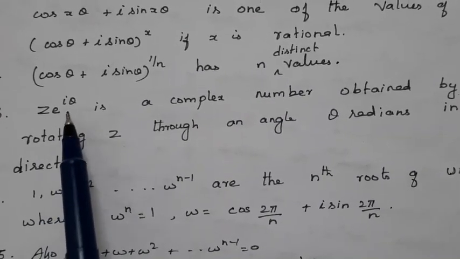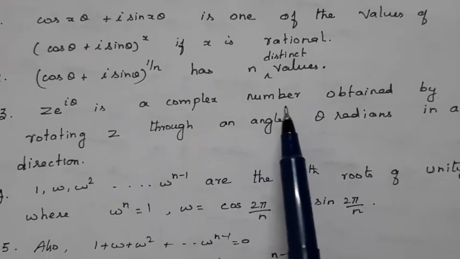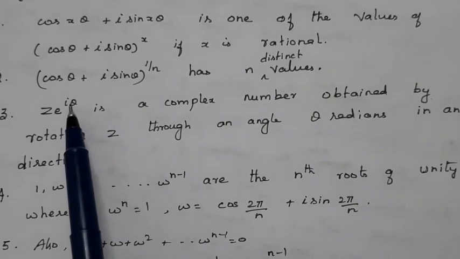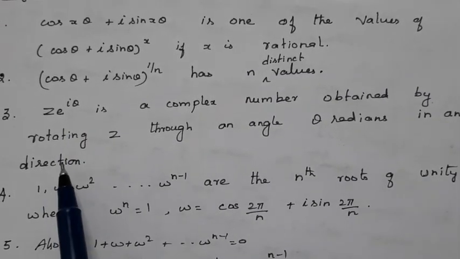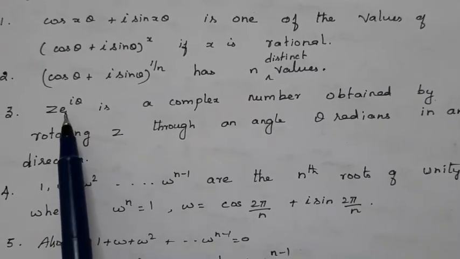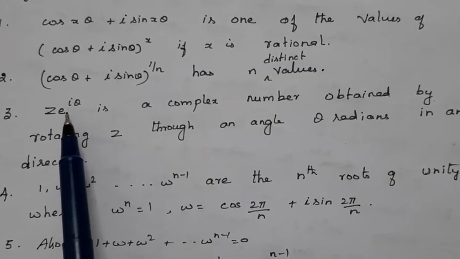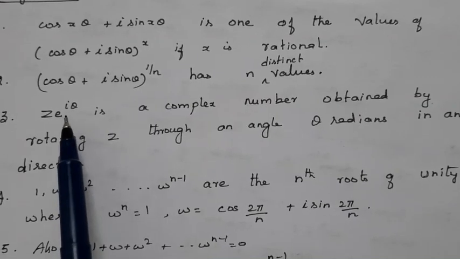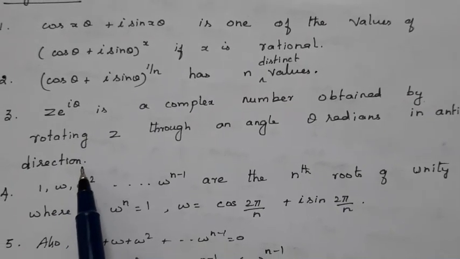That is, z e power iθ is a complex number, and this is obtained by rotating z through an angle θ radians in the anti-clockwise direction. So z e power iθ represents the complex number obtained when z is rotated through an angle θ radians in the anti-clockwise direction.